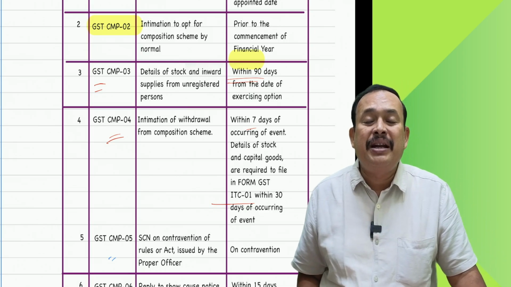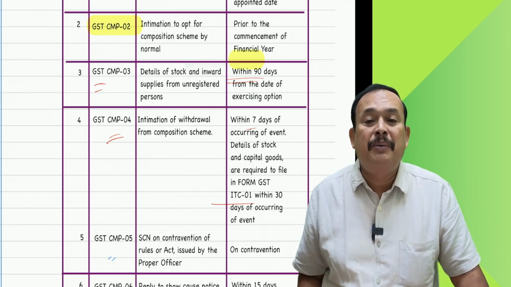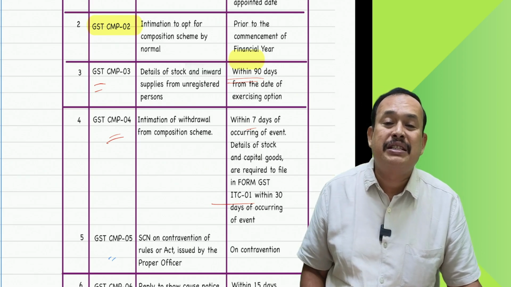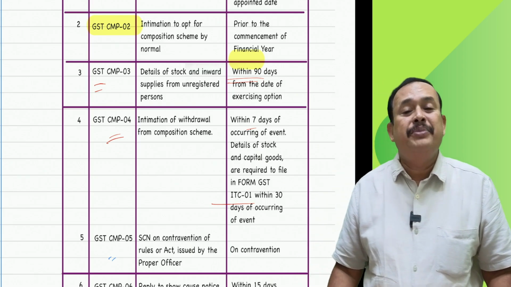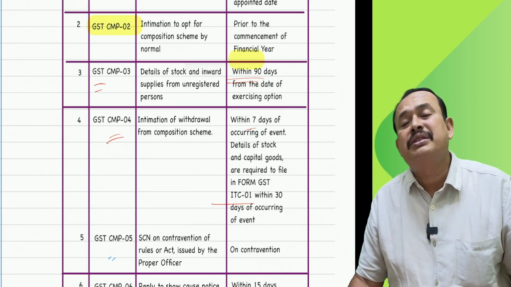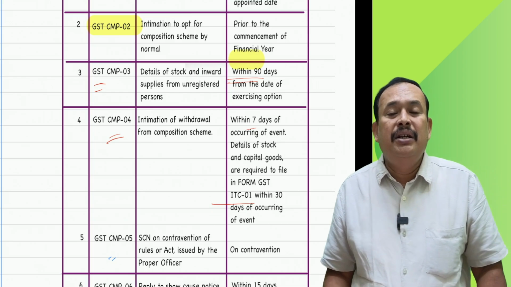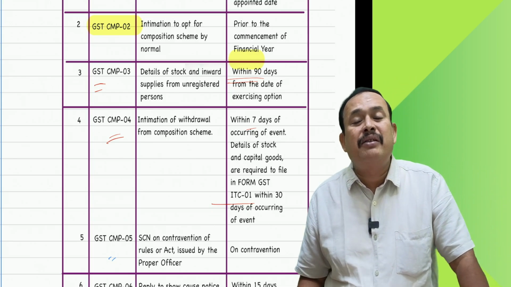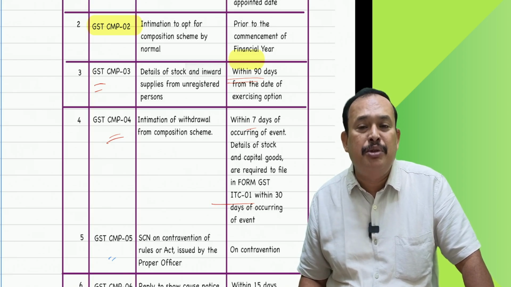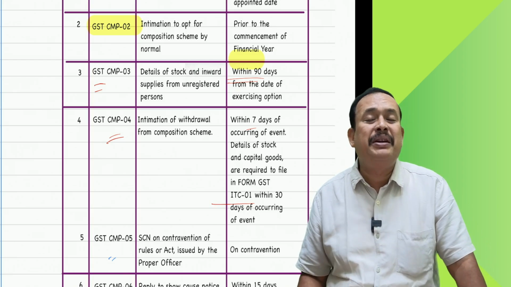That means from the date you switch over from the composition scheme to the normal scheme, from that date, with form ITC-01, you claim the tax credit. And also intimation of withdrawal from the composition scheme, form GST CMP-04, within 7 days from the date of the event occurred.